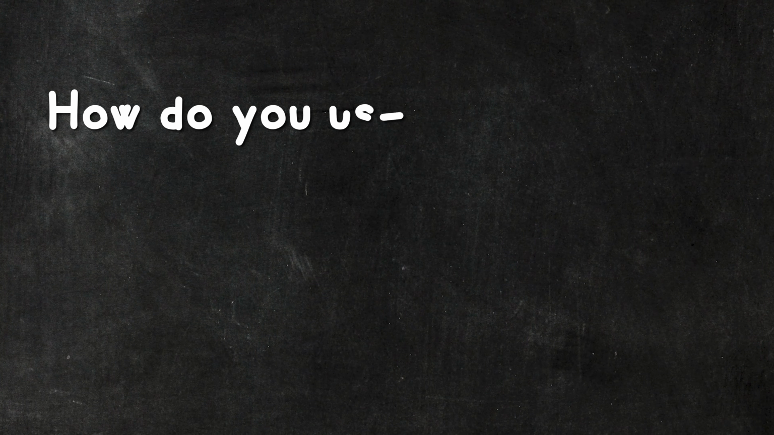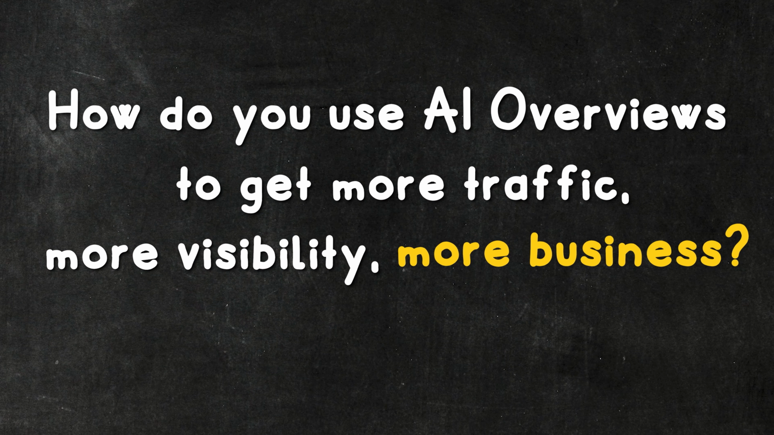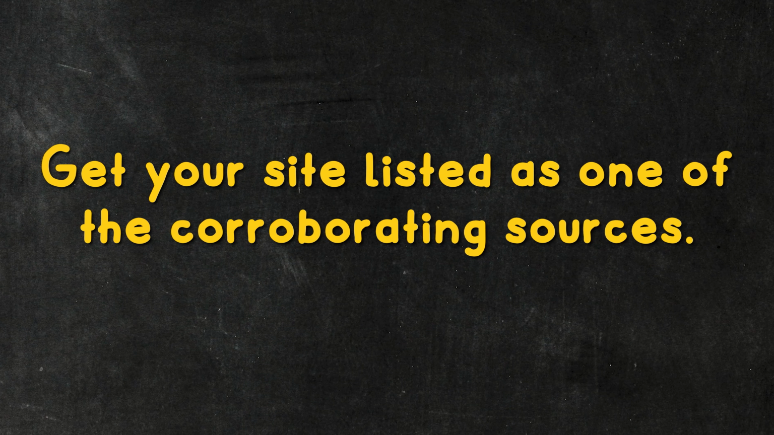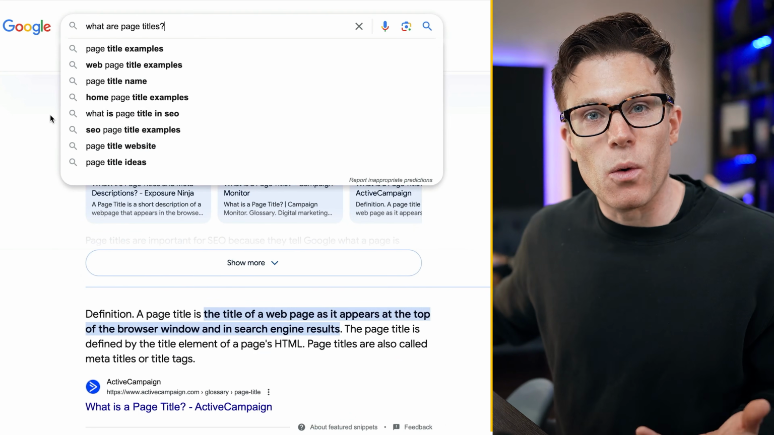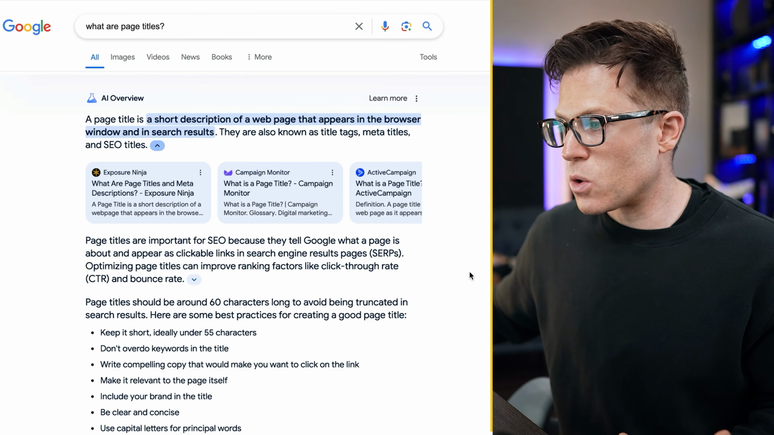Okay, so how do you use AI overviews to get more traffic, more visibility, and more business? That's really what we're here for, right? Well, the first way is to get your website listed as one of the corroborating sources. If we look at this query here, what are page titles? You'll see that we've got an AI overviews answer to this question.